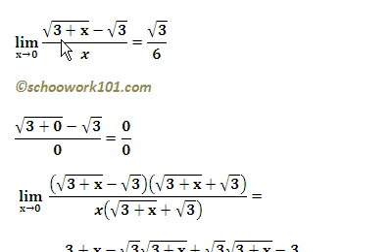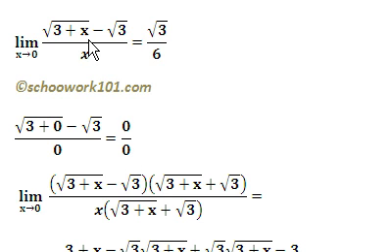Okay, we've got the limit of the square root of 3 plus x minus the square root of 3, all over x, as x approaches 0. And I'm claiming that this is equal to the square root of 3 over 6. We go through and do the direct substitution first, plugging 0 in for x, and we end up with 0 over 0.